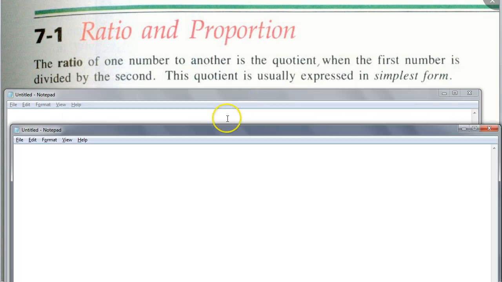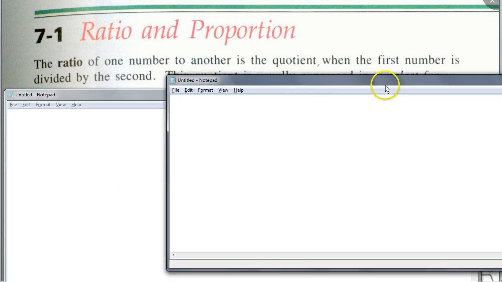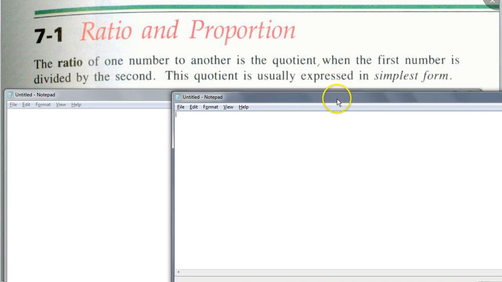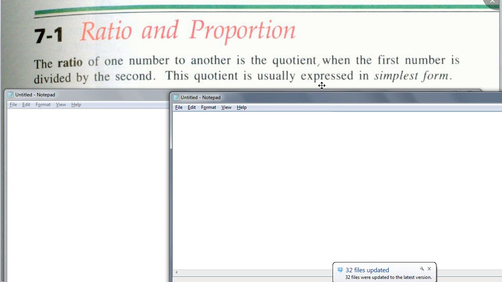Jet: The ratio of one number to another is a quotient when the first number is divided by the second. Good. And I want you to write this one too. The quotient is usually expressed in simplest form. Okay, so when you give me a ratio, you need to give it to me in simplest form. Okay, so write this down. Go ahead and write it down.